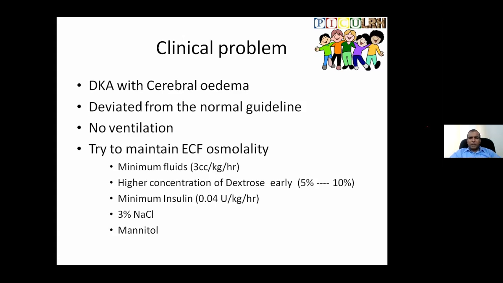This was criticized by various senior people, saying that this person is trying to treat DKA with 5% dextrose normal saline, and 10% dextrose from the beginning, even without hypoglycemia. Right? But we were using minimum insulin; rather than giving 0.1, we started 0.04. We were using 3% saline and mannitol. So what I want is to increase the osmolarity of the extracellular compartment, and at the same time give a little bit of insulin to switch off ketogenesis. That's my aim. So we are deviating from the guideline.